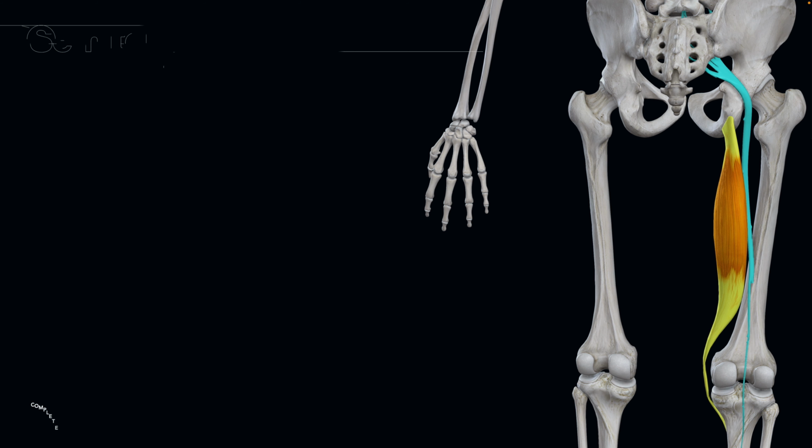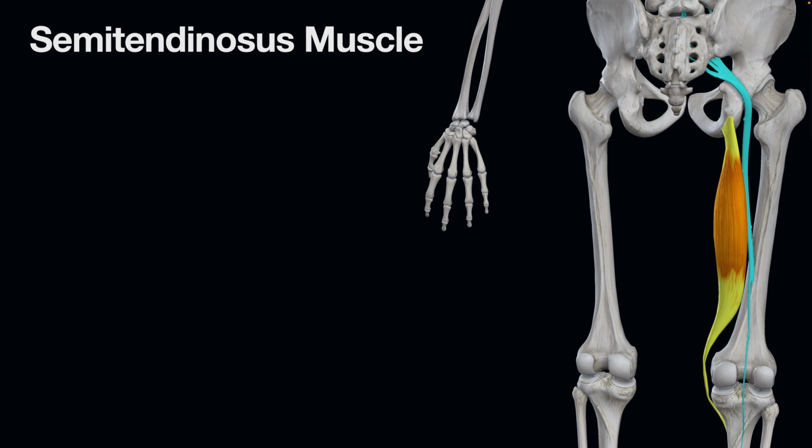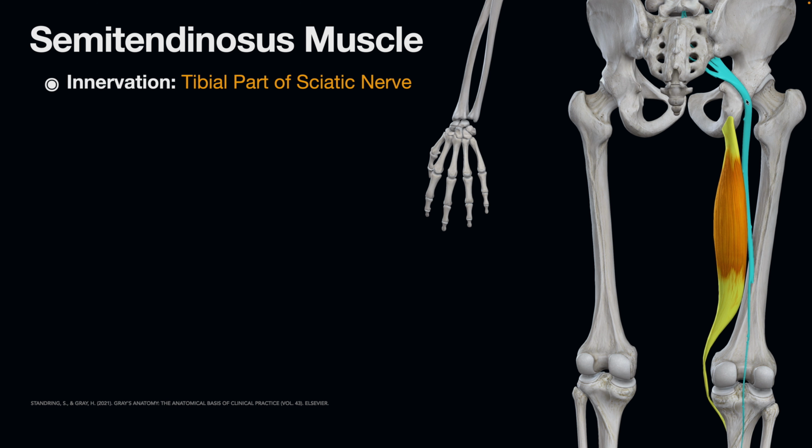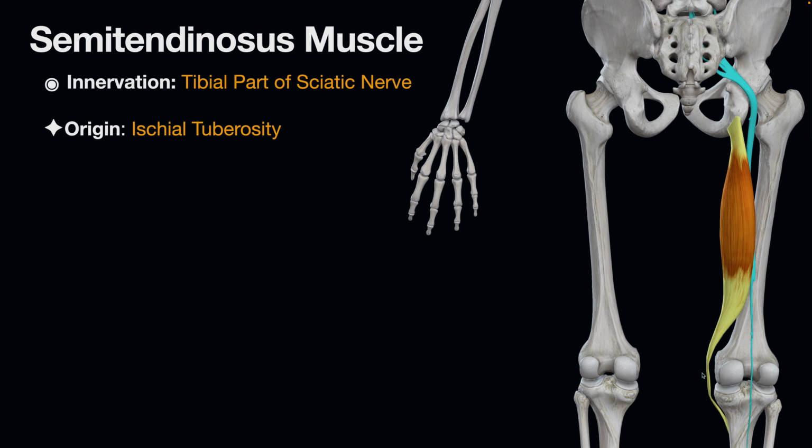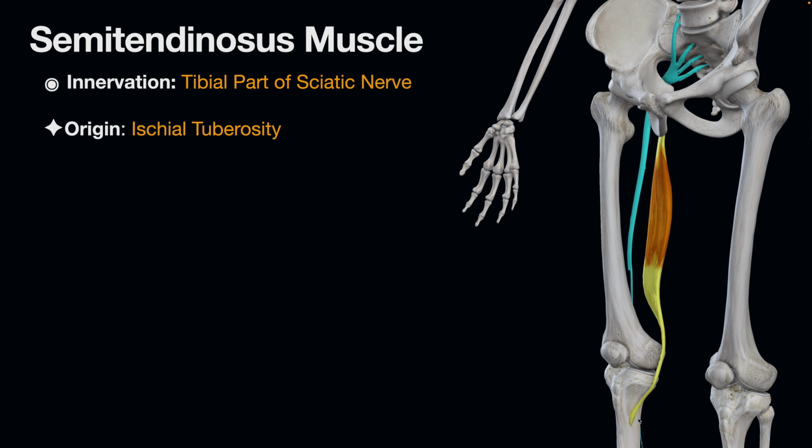The semitendinosus, as with most muscles of the posterior thigh, is innervated by the tibial part of the sciatic nerve. It shares an origin with the long head of the biceps femoris, arising from the ischial tuberosity. It then descends around the midline of the thigh, giving rise to a cord-like tendon that blends with the tendons of the gracilis and sartorius muscles, inserting onto the medial condyle of the tibia.